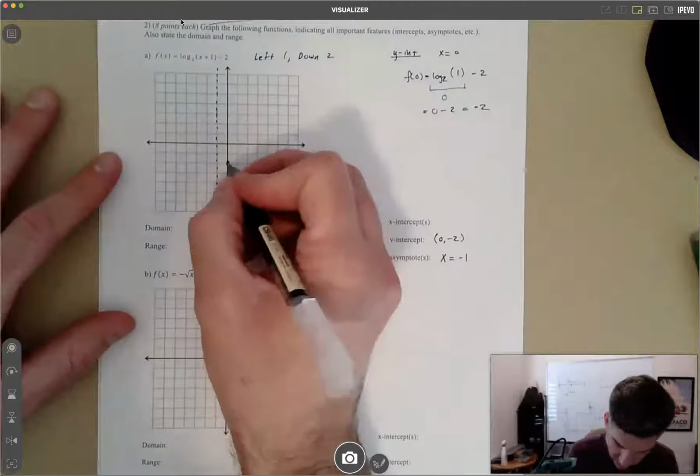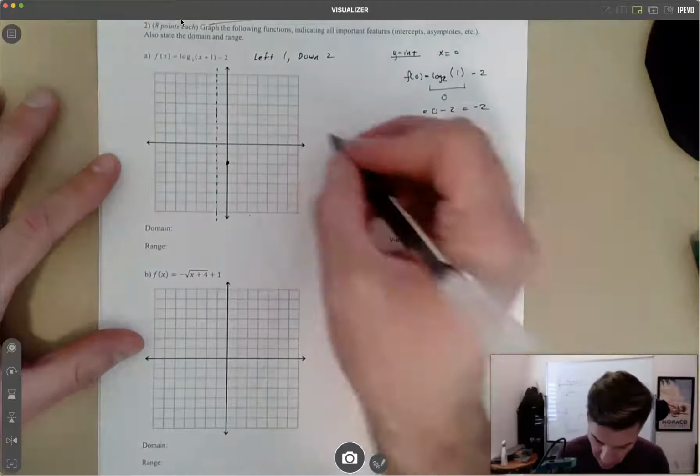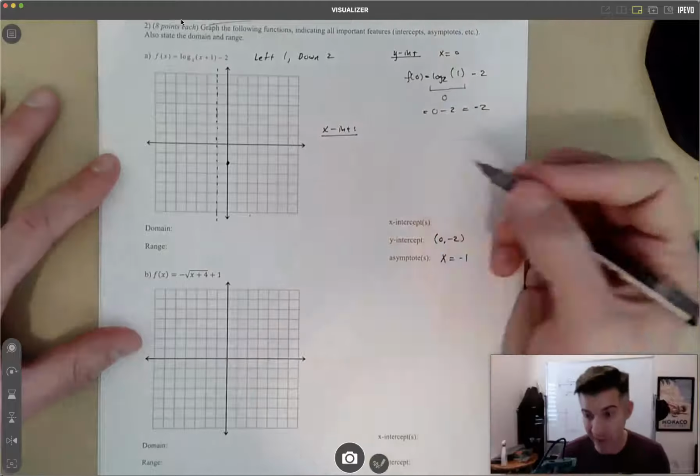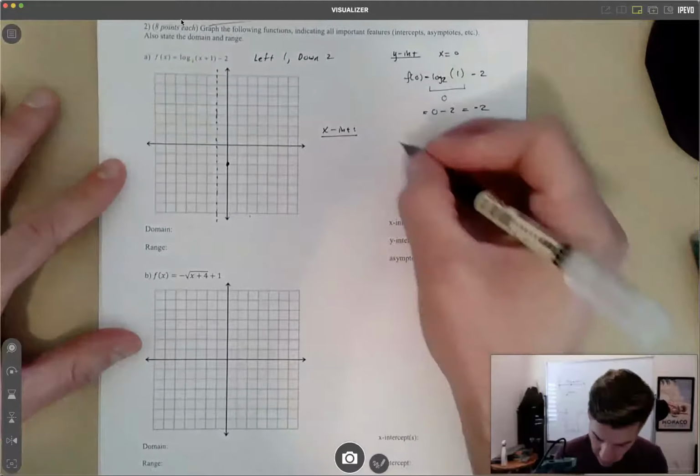And I should graph it. I already graphed it. My x-intercept, we're going to get by setting the whole equation equal to 0, or y equal to 0.